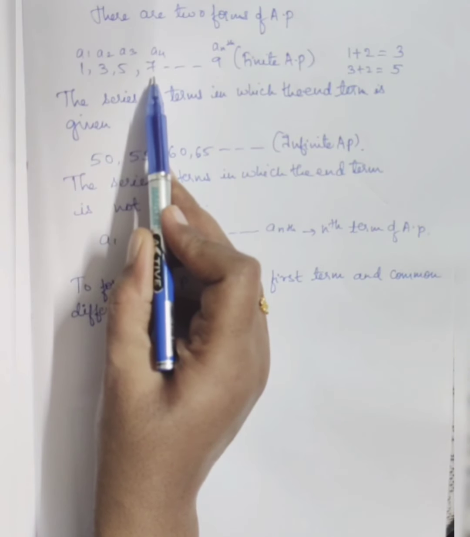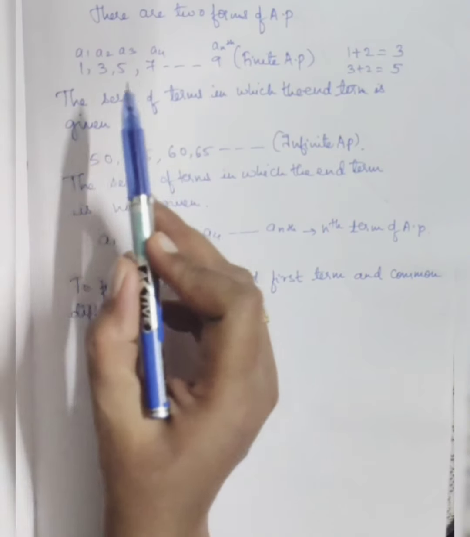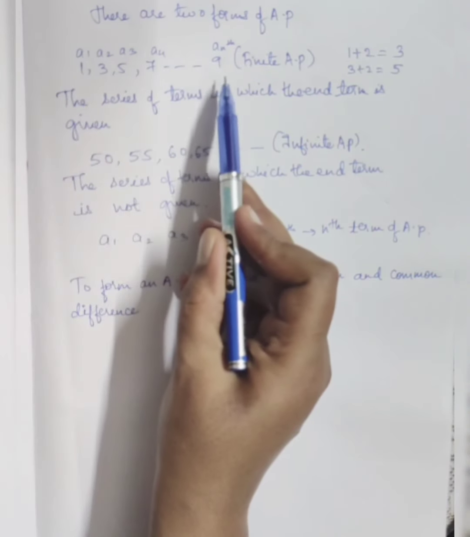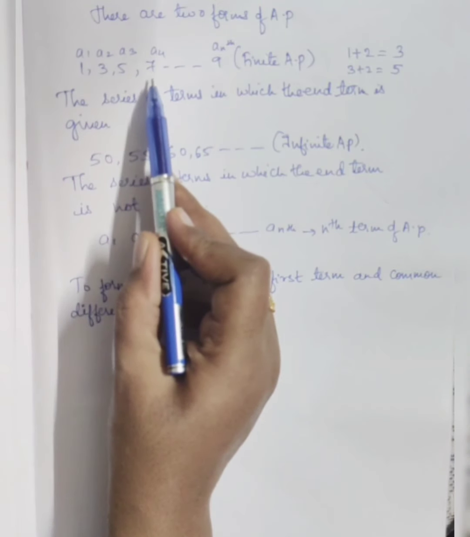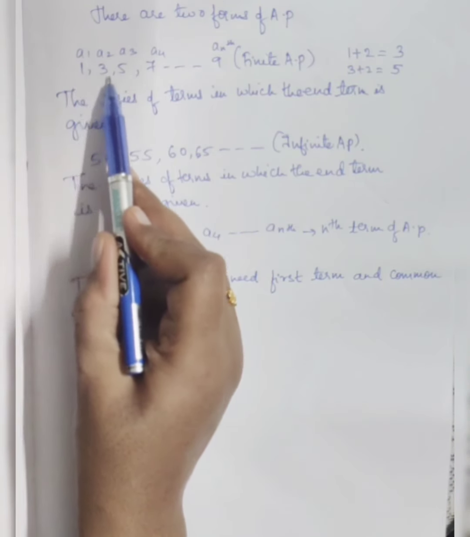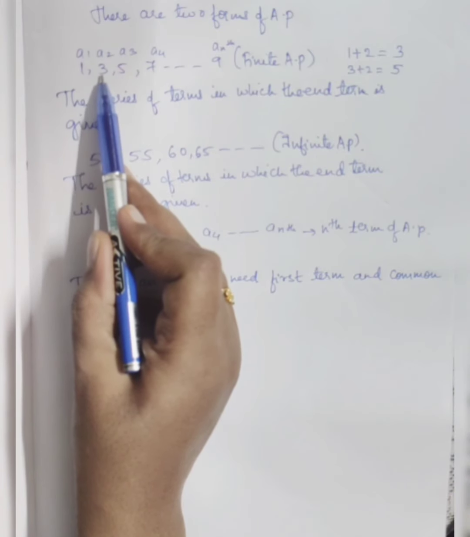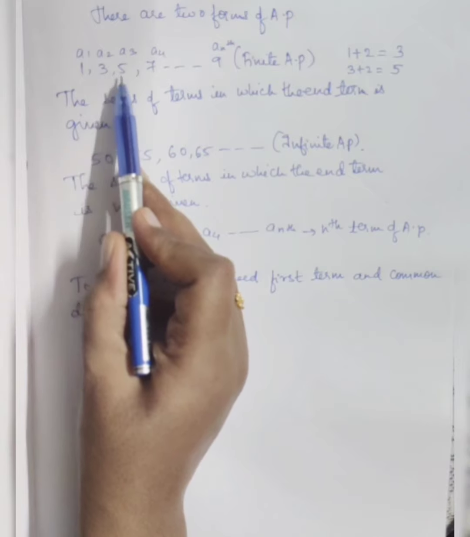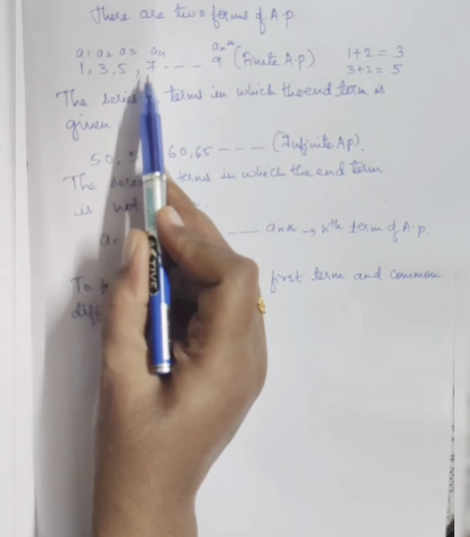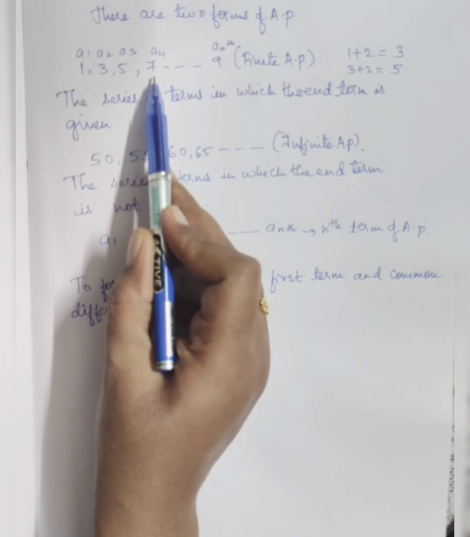Otherwise, you can call it as nth term. Now, next example is for infinite AP. So, what is infinite AP? The series of terms in which the end term is not given. You can see in the example, it is 50, 55, 60, 65, and so on. You can see here the end term is not given. That means it is infinite AP.